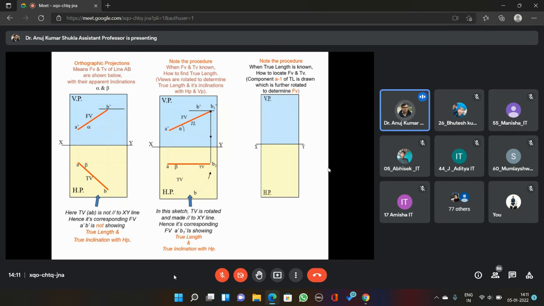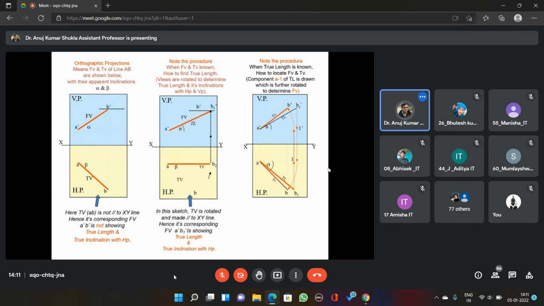Next, note down the procedure. When true length is known, how to locate FV and TV? Component A dash 1 of TL, which means true length, is drawn, which is further rotated to determine FV. So the question can be asked either way. You understand? Either from the true length it may ask you to draw the front view, or from the front view and top view it may ask you to draw the true length. So the procedure will be a reverse one.